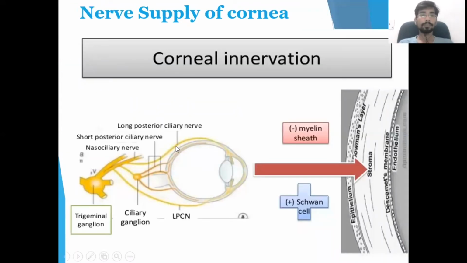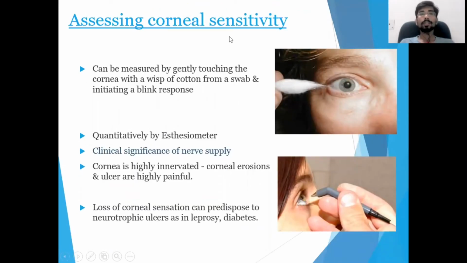So corneal innervation is via the long posterior ciliary nerves. They form the corneal epithelial plexus and stromal plexus, and they don't have any myelin sheath. Next is assessing the corneal sensitivity. It can be measured by gently touching the cornea with a wisp of cotton from a swab and initiating the blink response, or quantitatively by an esthesiometer.